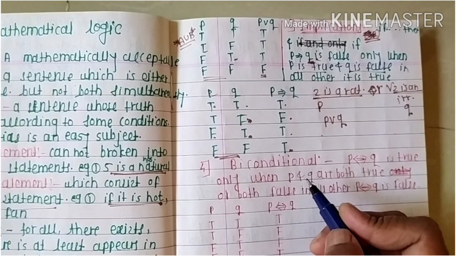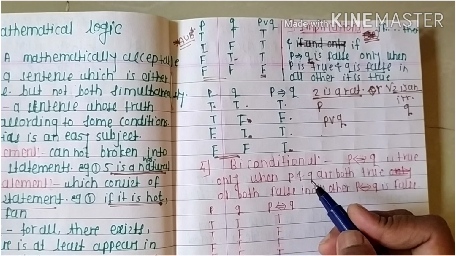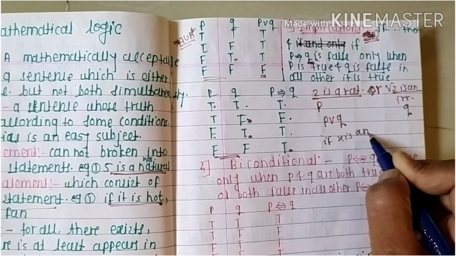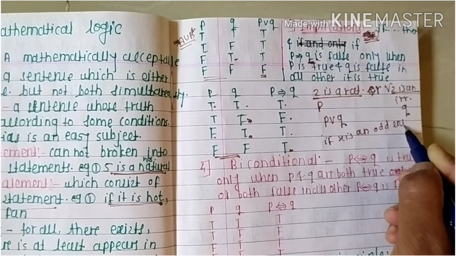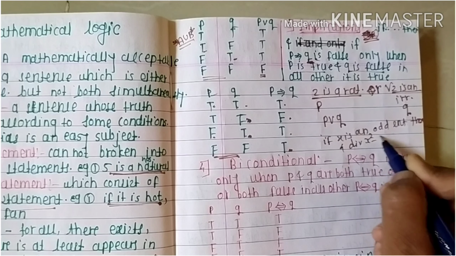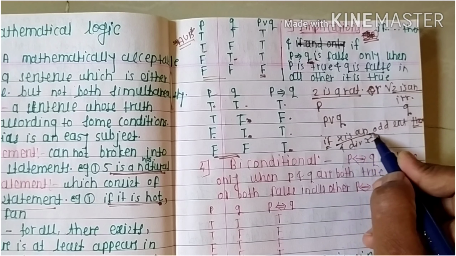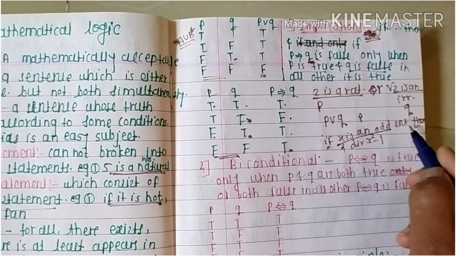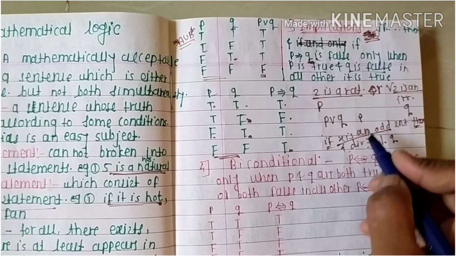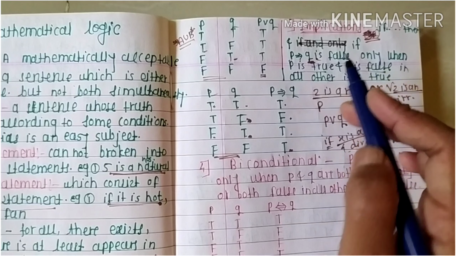If you want to write a conditional or implication in symbolic form, for example, if x is an odd integer, then 4 divides x square minus 1. The statement has an if-then condition. If x is an odd integer, that is statement P. Then 4 divides x square minus 1 is statement Q. Then P implies Q is the conditional or implication.